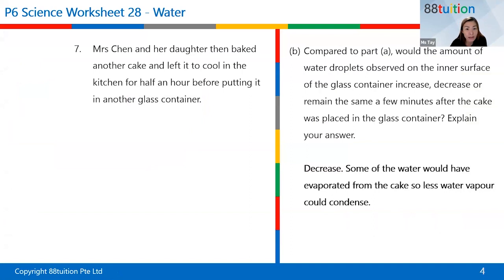Can you see this answer that I'm showing you? Okay, it says decrease, and then the explanation is this. Do you think the explanation is good enough? Why? Why would you say that?